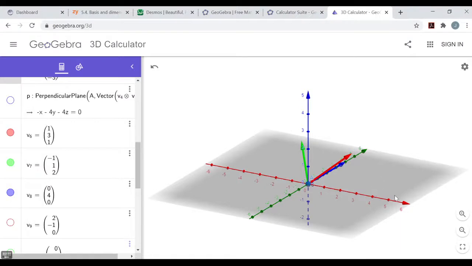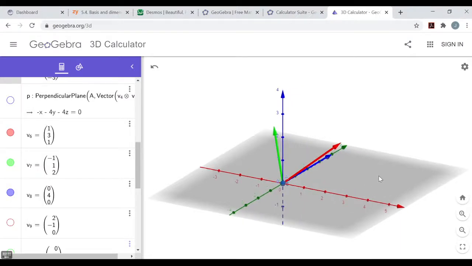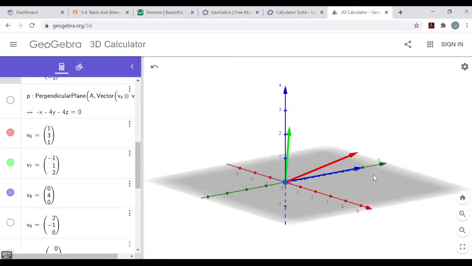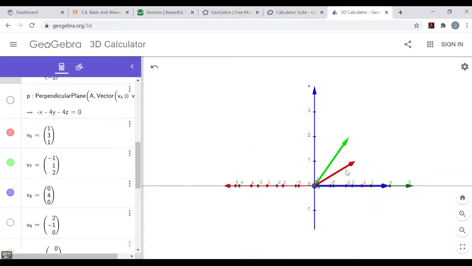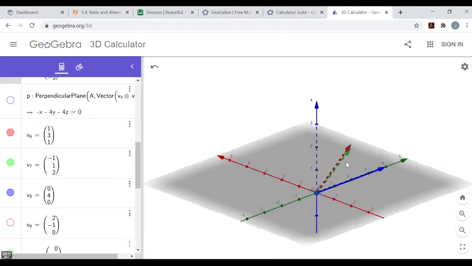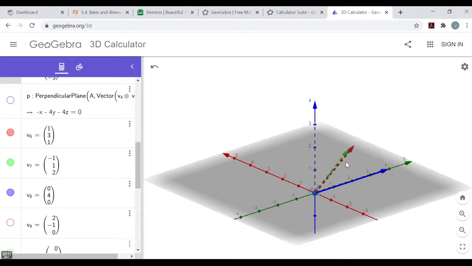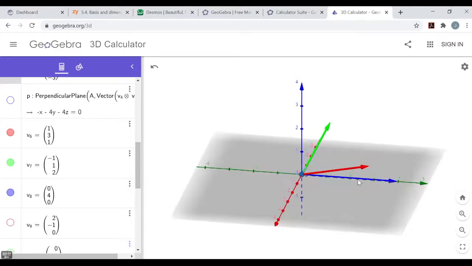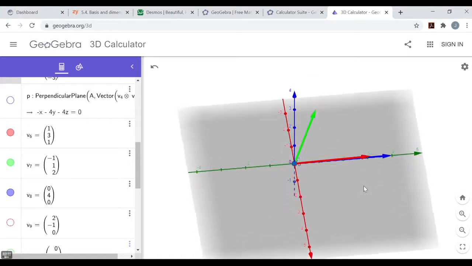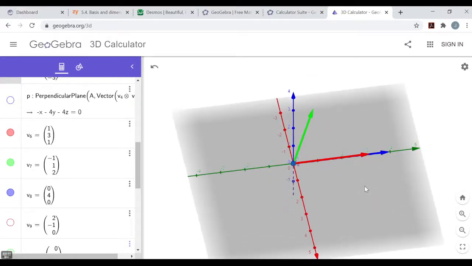Let me zoom in a bit. You see how these three vectors all point in different directions? They're not all on the same plane either. These two are on the same plane, the red and the green, I can line those up. But the blue is not on that plane. Blue is pointing in a different direction. Any two vectors can form a plane. The span of any two independent vectors forms a plane. The blue and the red would be on the same plane, but not the green.